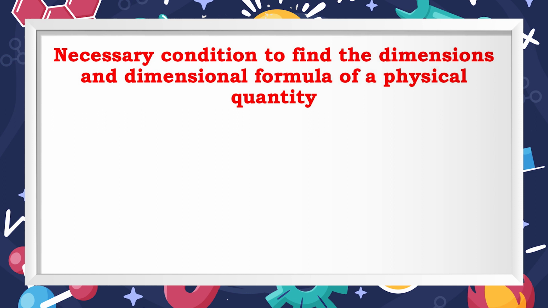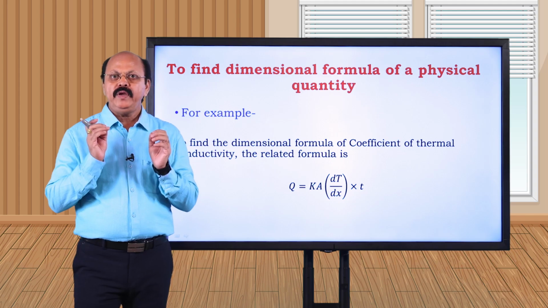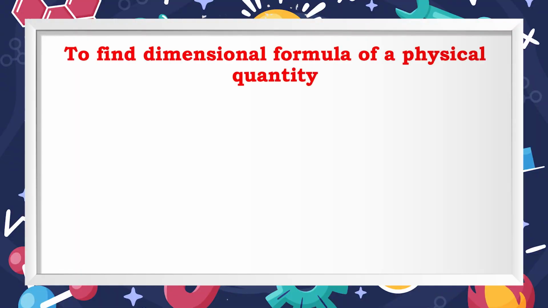Here, one simple question arises: what is the necessary condition to find the dimensions and dimensional formula of a physical quantity? Obviously, to find the dimensions of a physical quantity, it is necessary to know the formula of that physical quantity. If we know the formula, then we can find its dimensional formula. Now, we are well trained to find the dimensional formula of any physical quantity if we are provided with its formula.